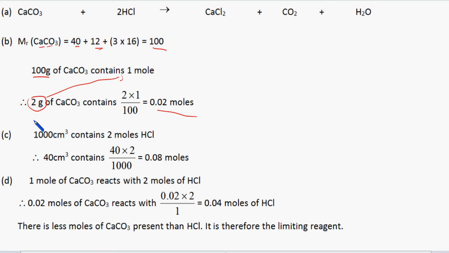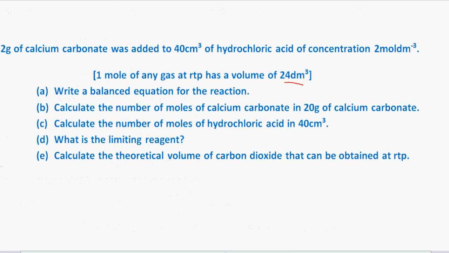Okay, so the concentration of the acid was 2 mole per dm cube. So we can say that 1000 cm cube contains 2 moles of acid. Therefore, 40 cm cube contains, and we cross multiply, 40 by 2 divided by 1000, and that gives us 0.08 moles of acid. And then part D of the question asks, what is the limiting reagent?